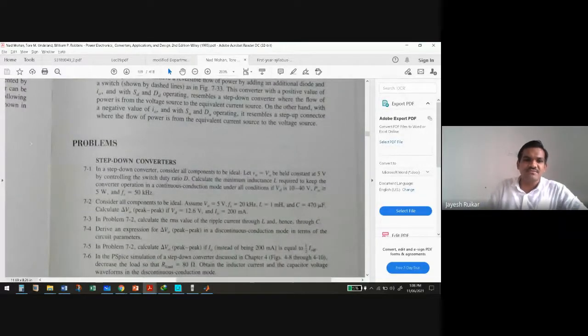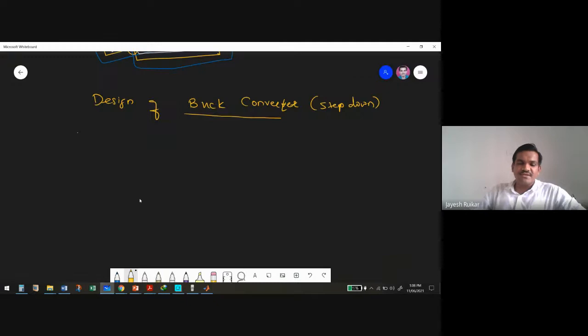In example number 2, it has been shown what the output voltage and switching frequency are, and then L and C are given. For this particular problem, we will design L and the value of C. We will consider the output voltage as 5 volts, switching frequency as 20 kilohertz, and VD, or source voltage, as 12.6. The resistance is not given, so we'll consider an arbitrary resistance.